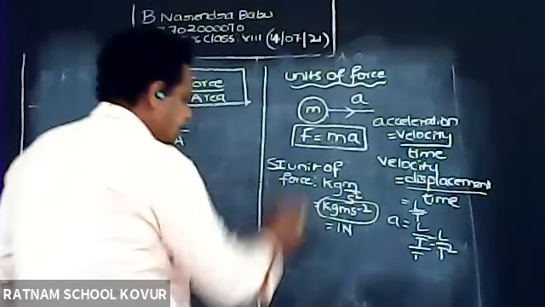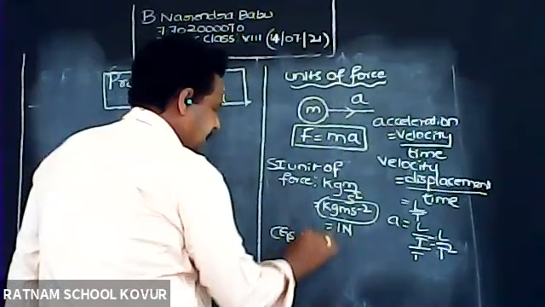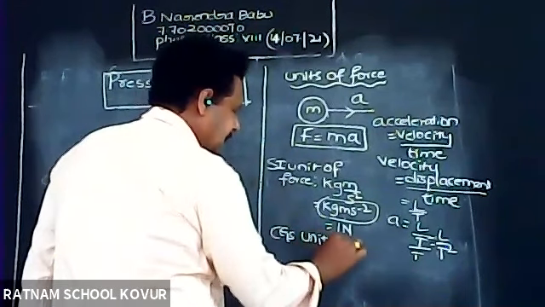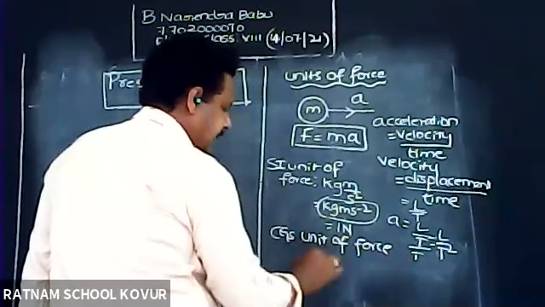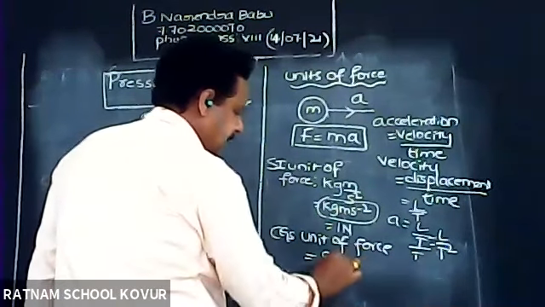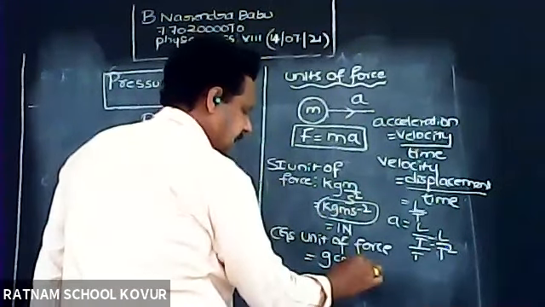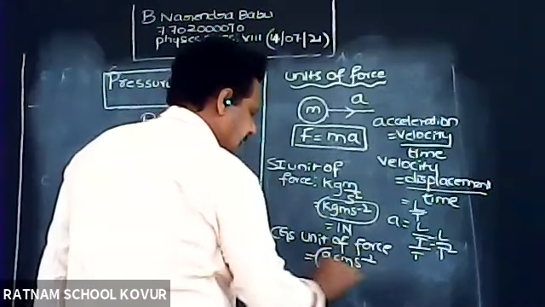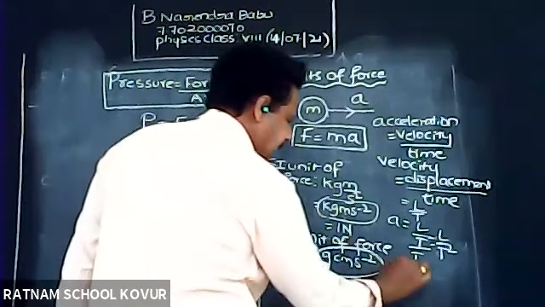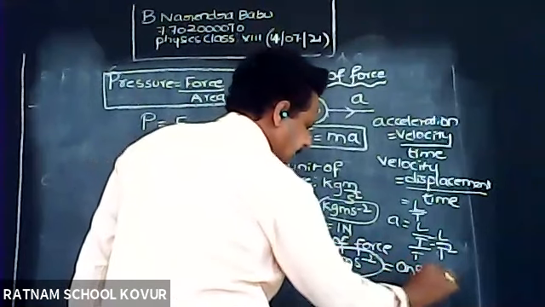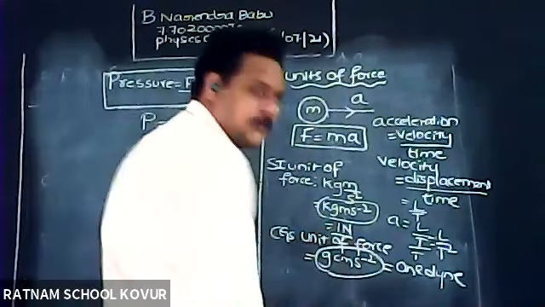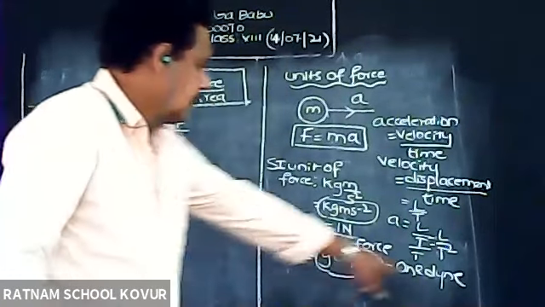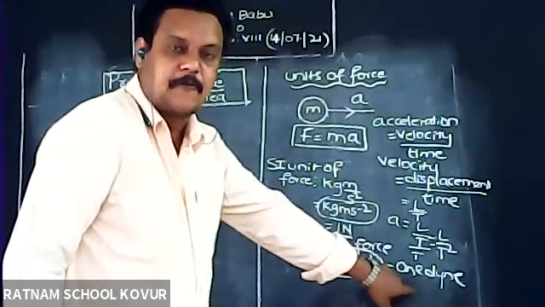Now I will write CGS unit. CGS unit of force. Instead of kg, gram will come. Instead of meter, centimeter will come. Instead of second is same. This gram centimeter s power minus 2 is called 1 dyne. Remember, SI unit of force is Newton. CGS unit of force is dyne.